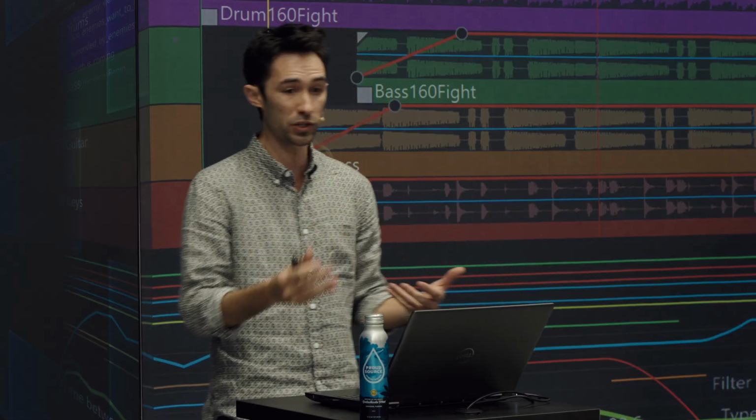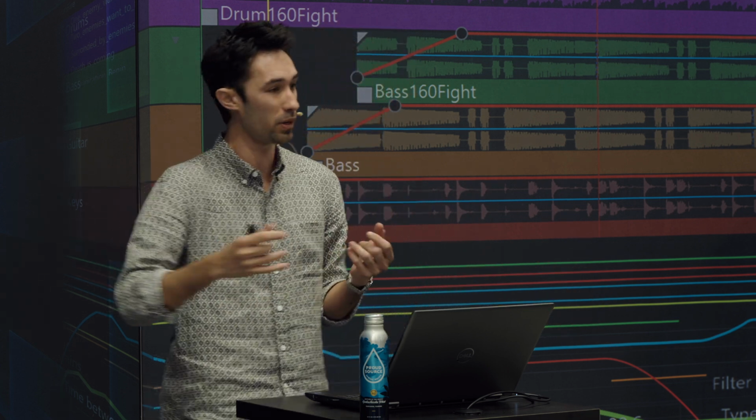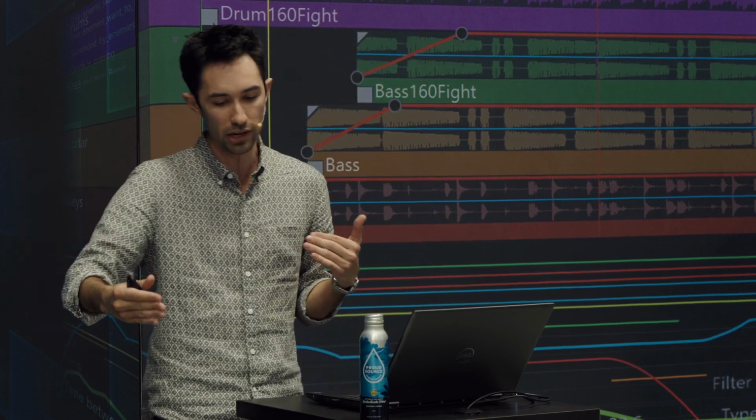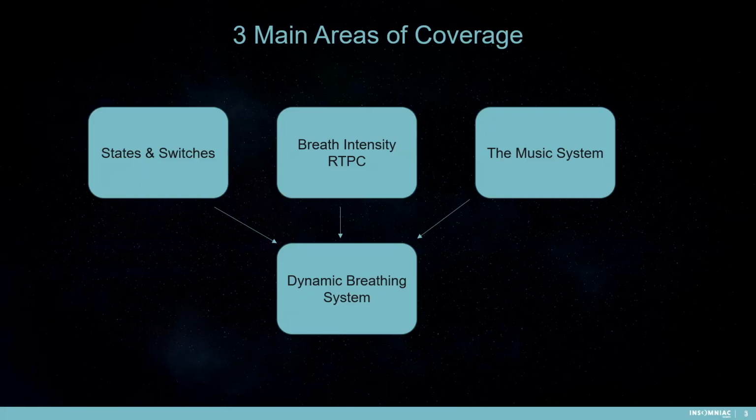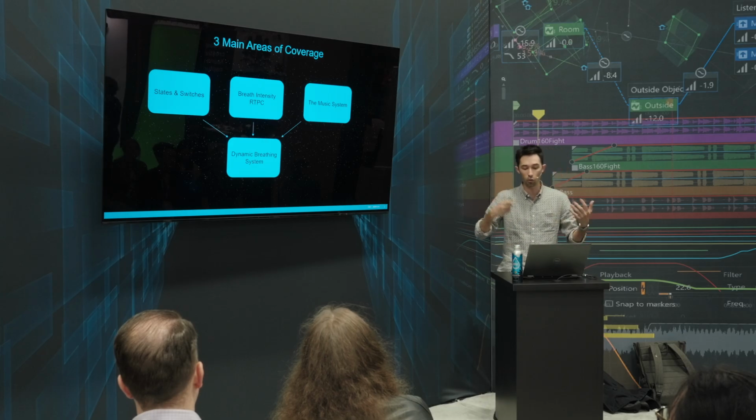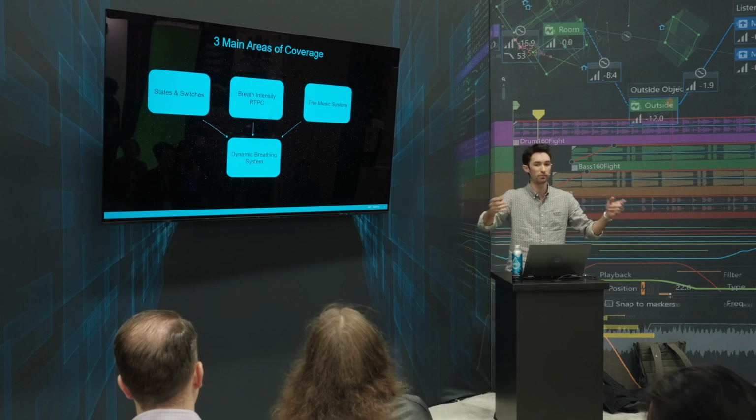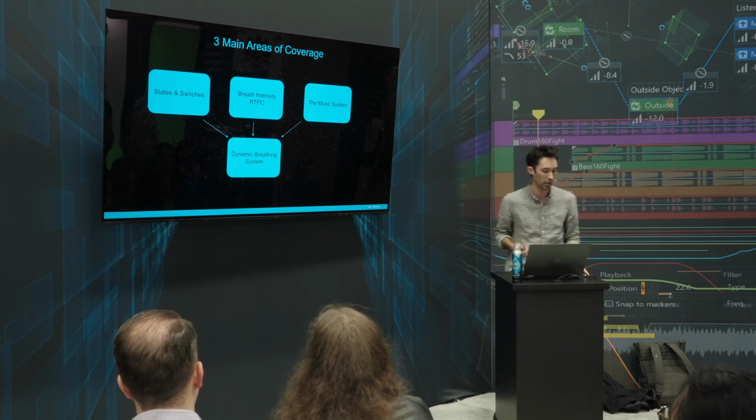States and switches cover the state of the game: as the character, maybe you're in stealth, maybe you're in more of an ambient breathing state, or maybe you're in combat. The breath intensity is what your breath is like throughout your movement inside of that state: low, middle, or high intensity breathing. And the music system lets us make rules and transitions so that all of these things flow naturally between each other.